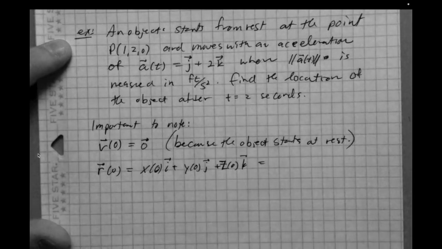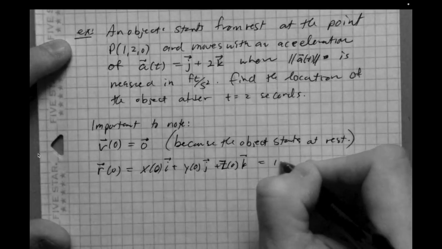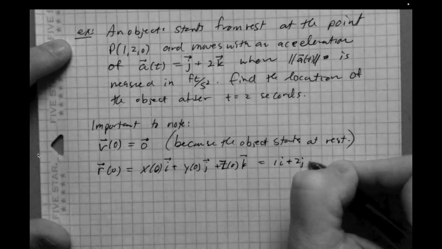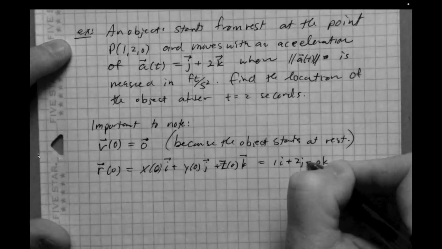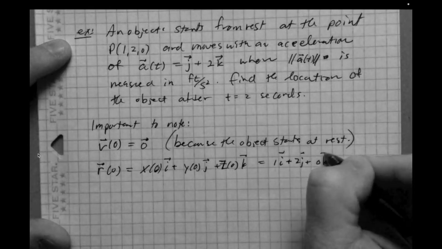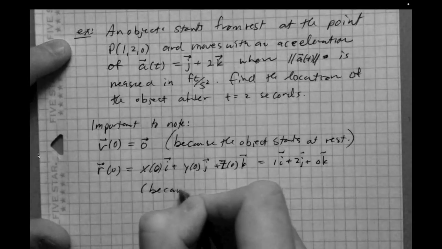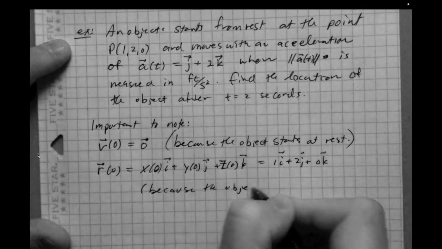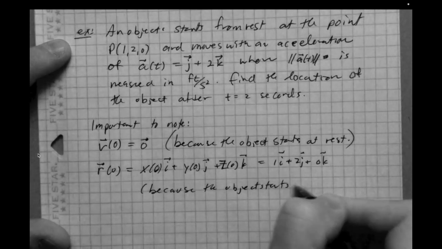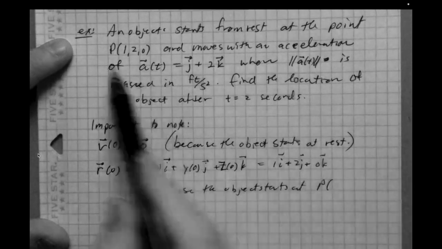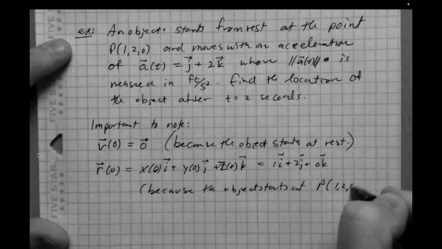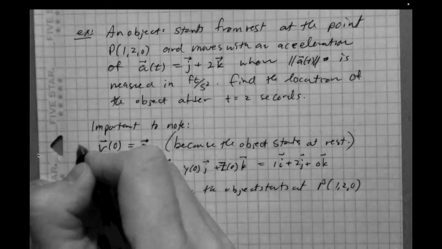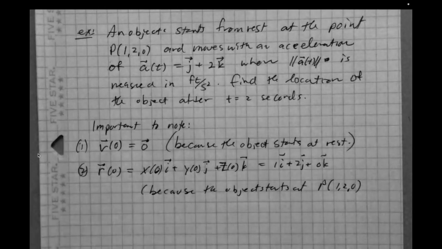But we know what it needs to look like. It's going to be 1i plus 2j plus 0k, right? How do we know that? Because the object starts at p, and we're given that point, right? 1, 2, 0. Okay, so these are two things that we know, and we can use these facts to get back to the appropriate position function.